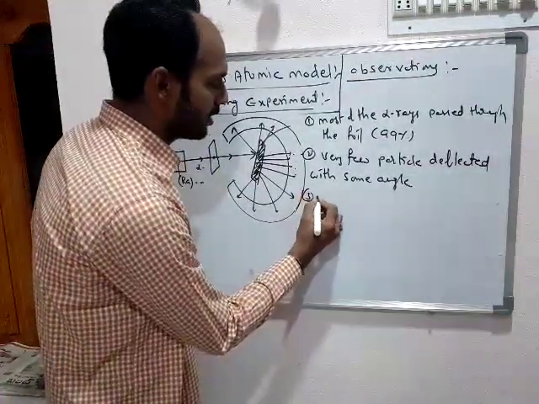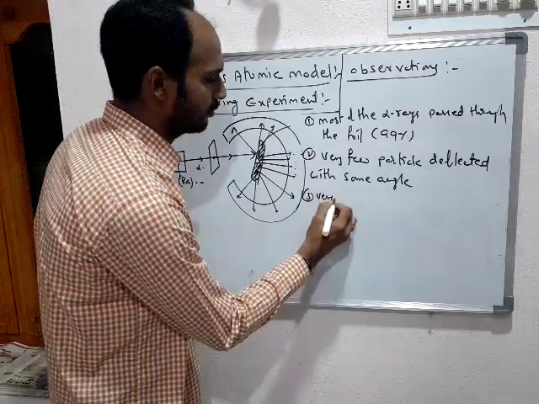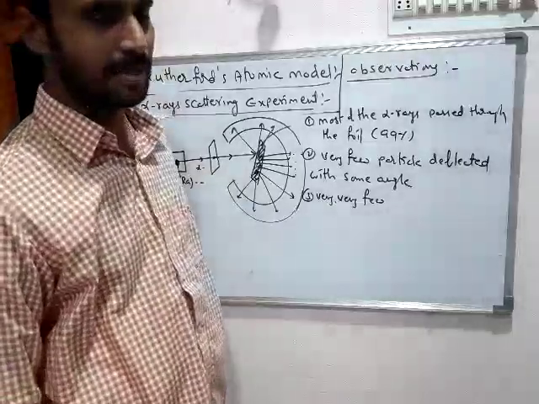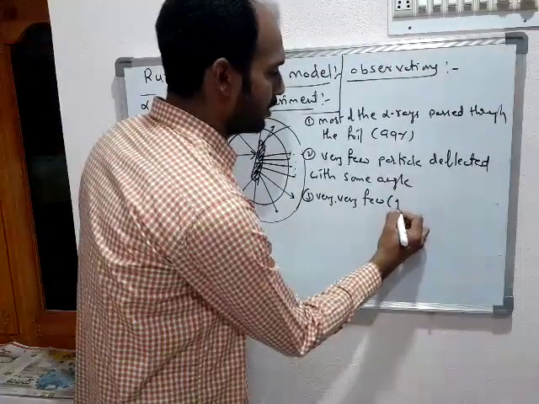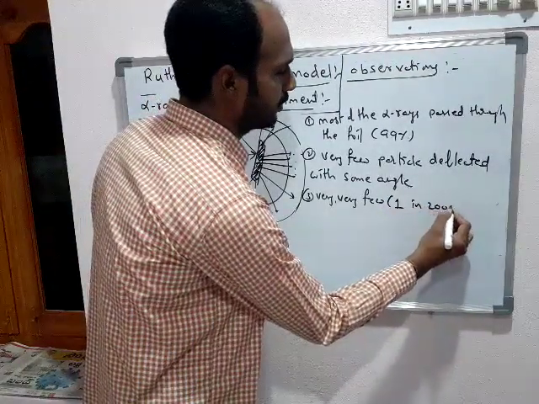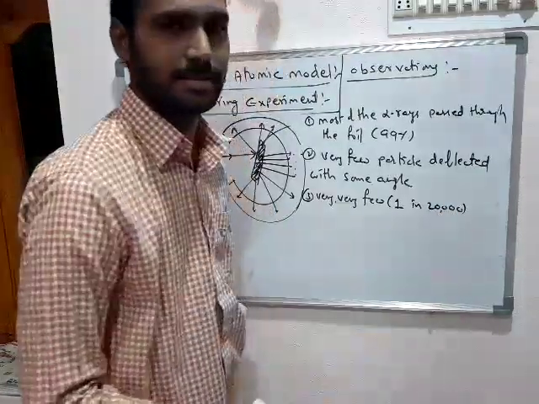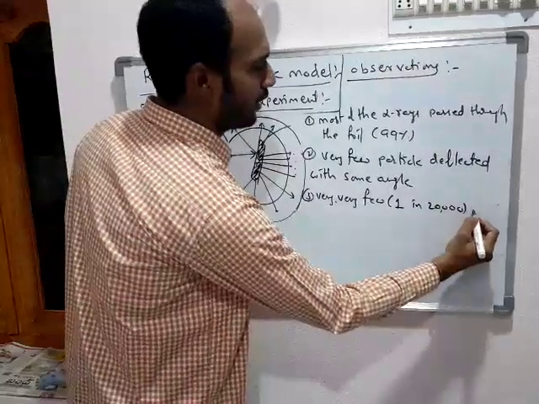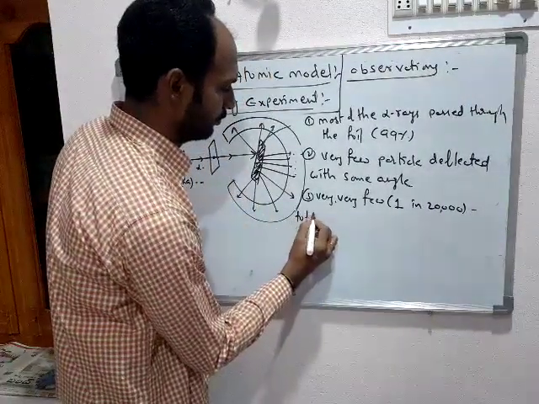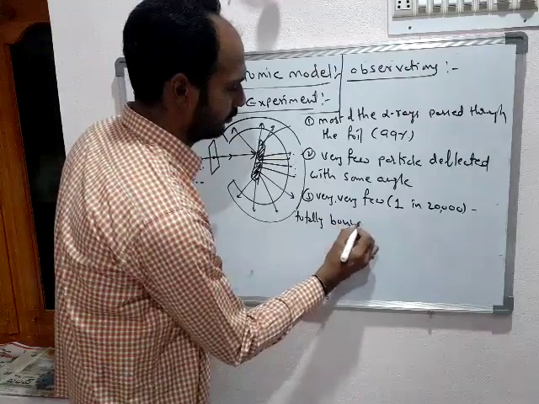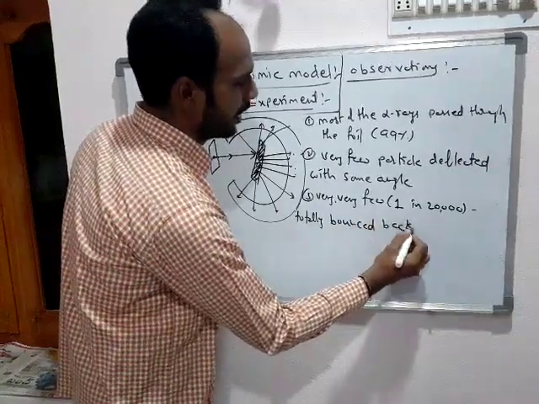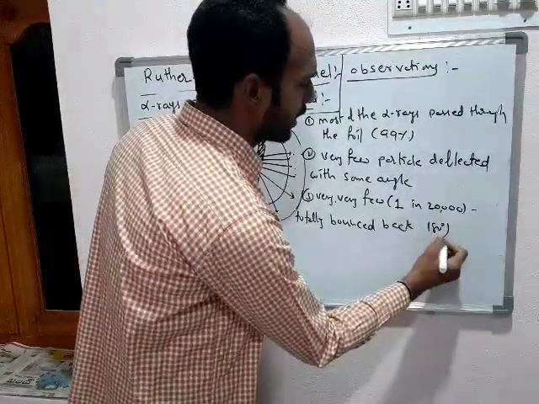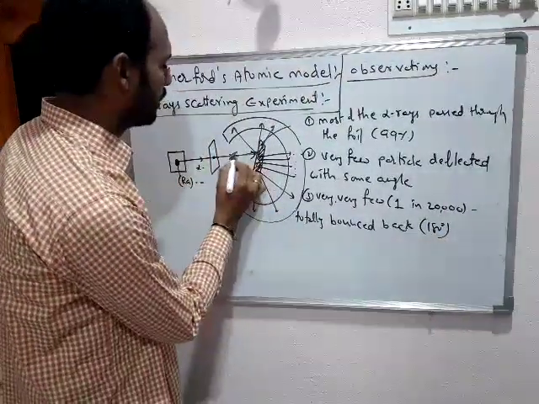And he also observed that a negligible number, just 1 in 20,000 particles, is totally bounced back. Totally bounced back means exactly 180 degrees, totally back side.